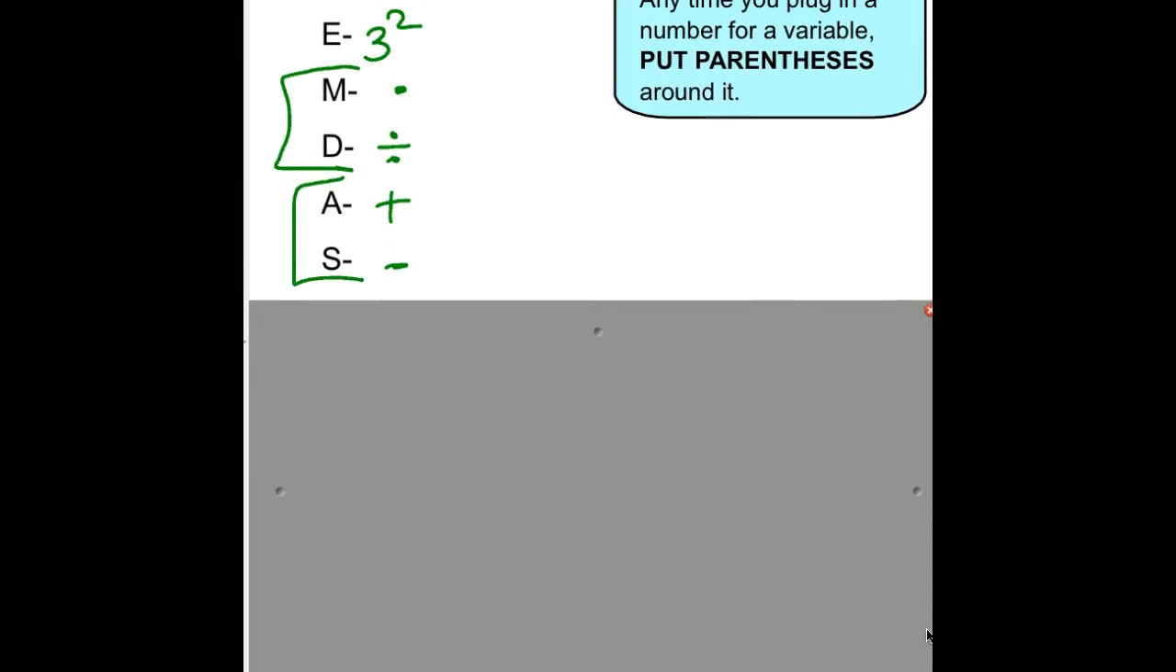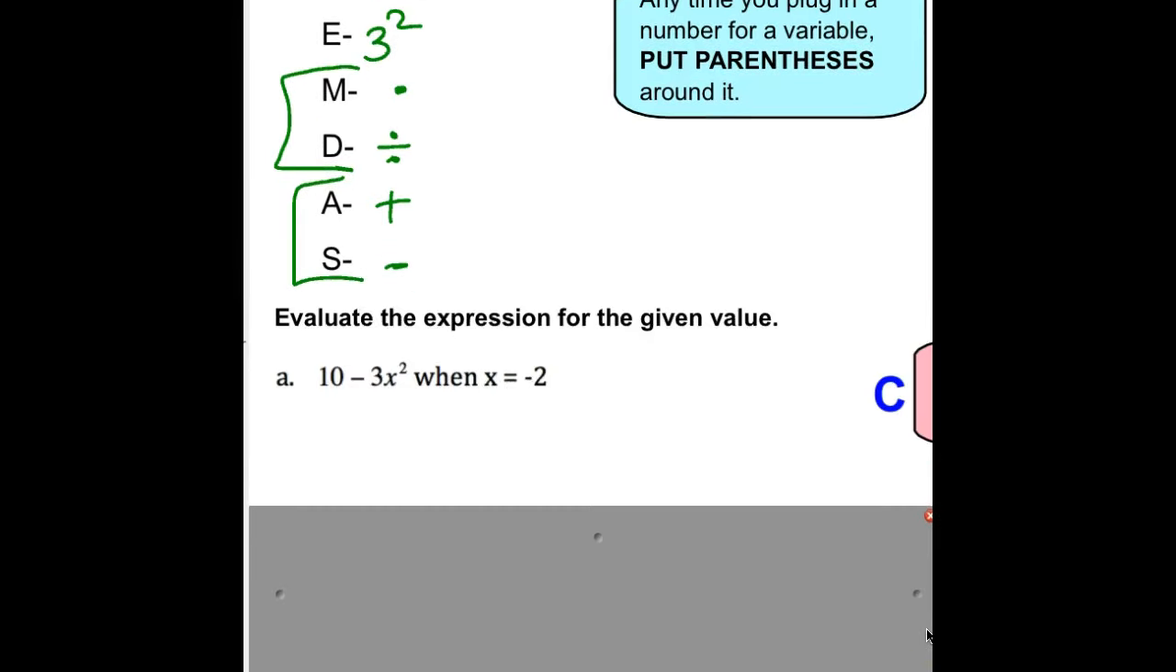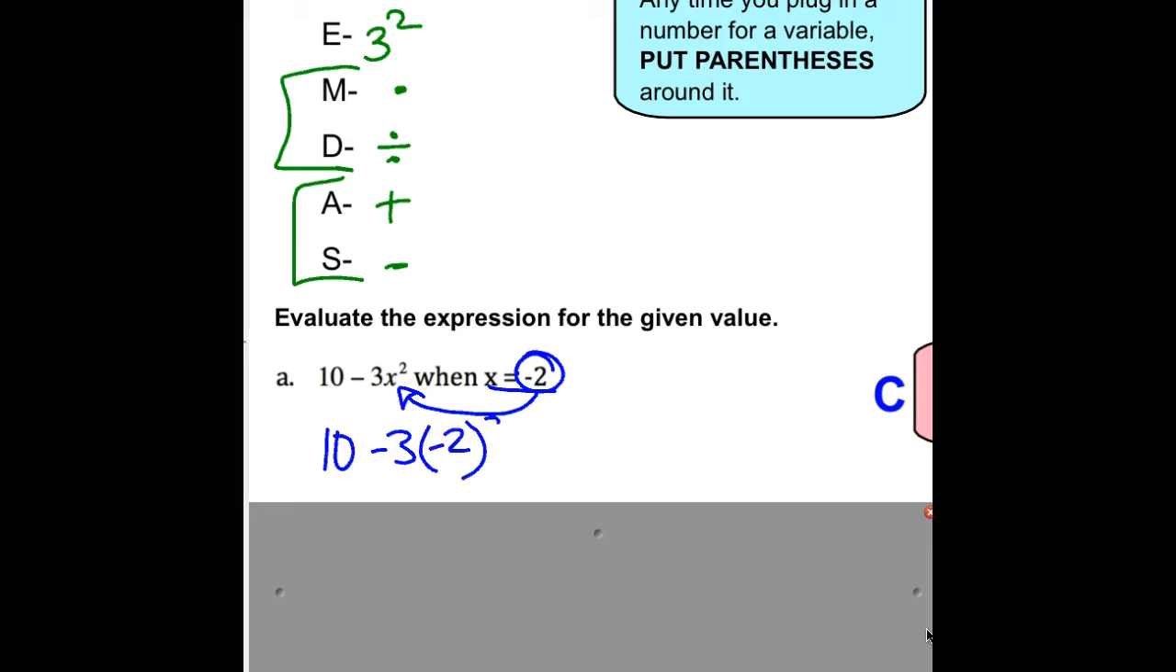So let's start by evaluating some expressions. It says evaluate the expression for the given value. Make sure when you plug something into an expression, you know x is equal to -2, so you're going to put that in for x. The thing you have to be very careful about is that if you have a negative number, you have to put that in parentheses when you plug it in. So you're going to put -2 in for x and then square it.